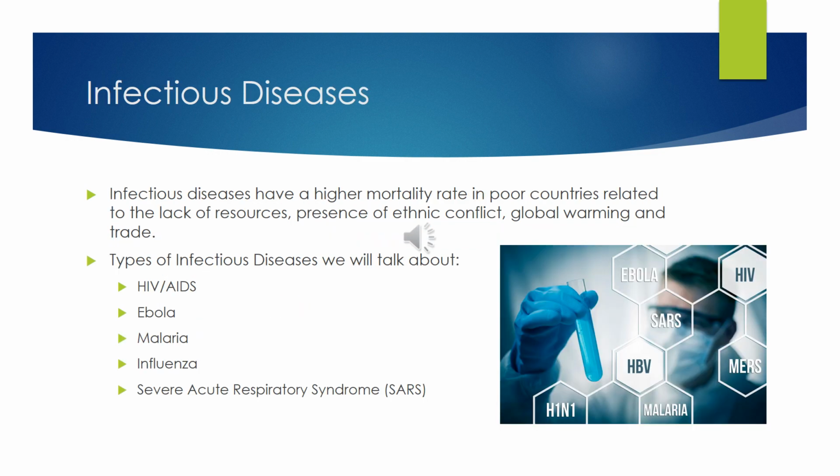Now, I'll be talking about infectious diseases. Infectious diseases have a higher mortality rate in poor countries, just as non-communicable diseases. This is due to some different factors, and these include a lack of resources, presence of ethnic conflict, global warming, and trade. Different types that I will be talking about are HIV and AIDS, Ebola, malaria, influenza, and severe acute respiratory syndrome, or SARS, as I will be abbreviating it that way.